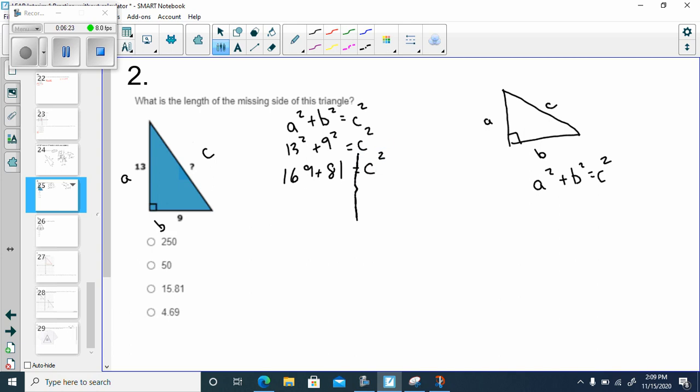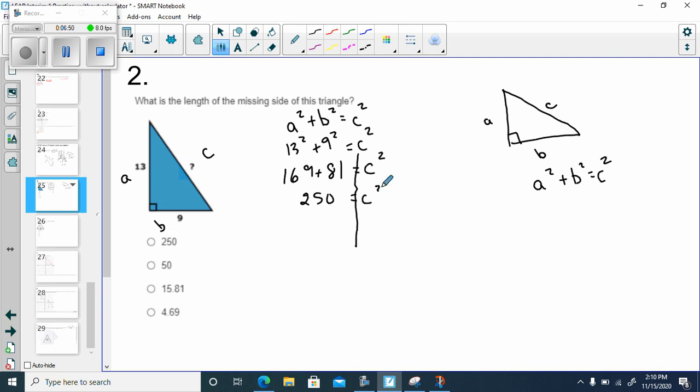Now, we need to solve for C squared. Notice, we can collect like terms here before we cross the equal sign. We want to do everything we can to simplify an expression before we cross the equal sign. That would be 169 plus 81, which would give you 250. So 250 is equal to C squared.